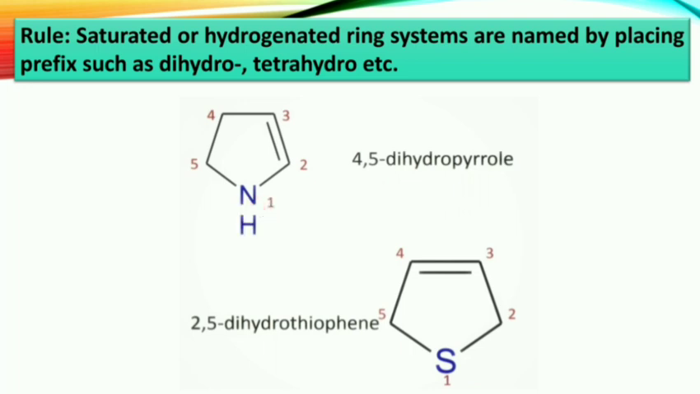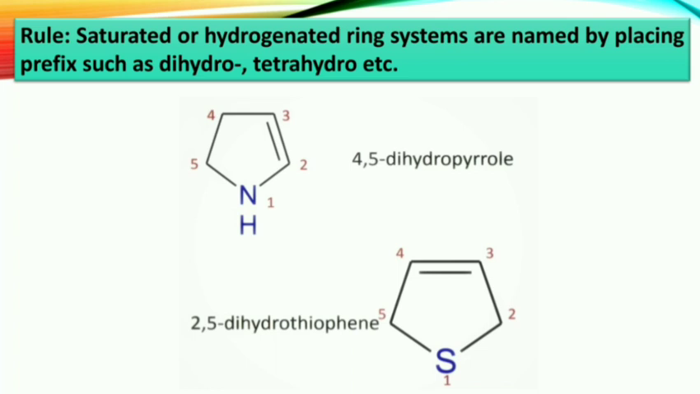This means you have to identify the numbering, where the saturated positions are present in the structure, the hydrogenated ring system. So you have to identify this hydrogenated ring system, and then you can give the position number to the structure and then mention their prefixes such as dihydro, tetrahydro.